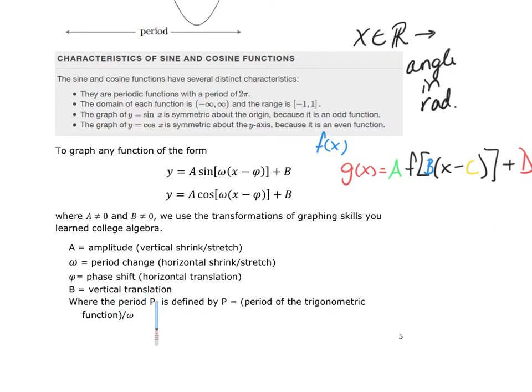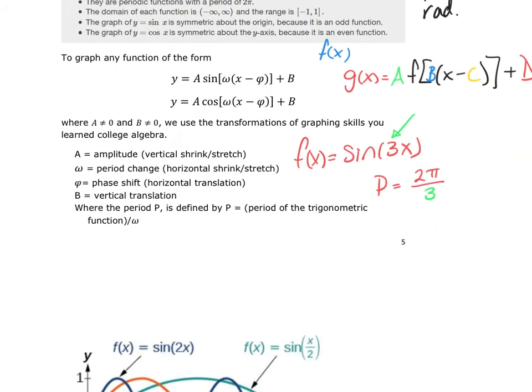Now the period is going to be equal to whatever the base period is, like 2 pi or pi, divided by omega. So as an example, if I had the sine of 3x, this is my function, f of x is equal to sine of 3x. My period P is going to be the period for sine, which is 2 pi, divided by my period change, which is omega, so that's 3. And so that's my new period. That tells me the length from beginning to end.